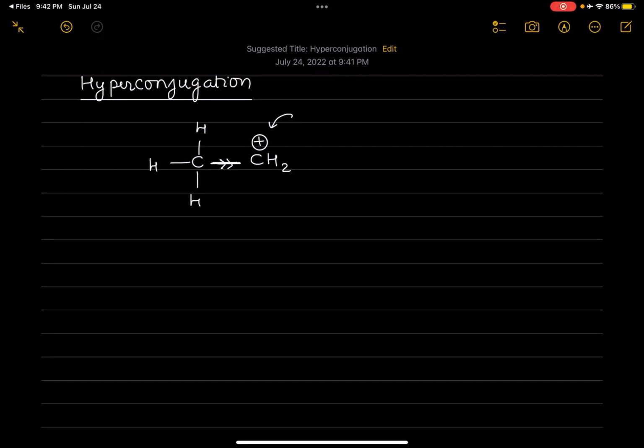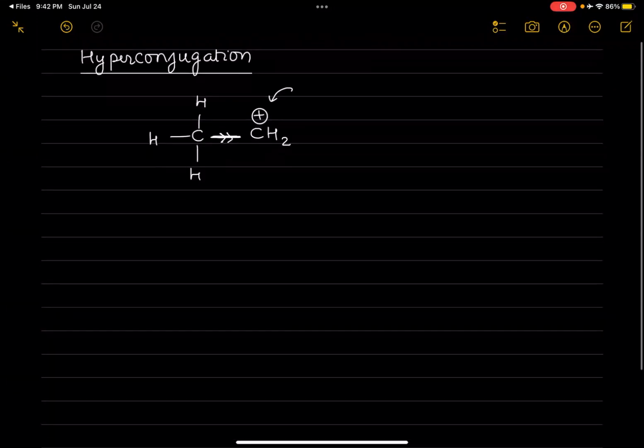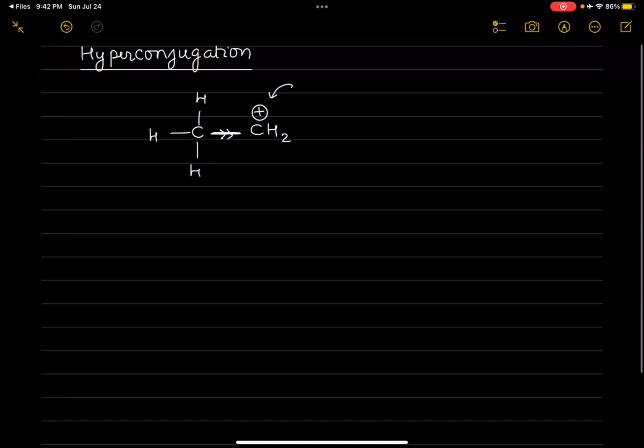And what is that way? Actually, you can see the 3 hydrogens. These hydrogens are known as alpha hydrogens. It is a hydrogen not of the carbocation itself, but the hydrogen of the carbon atom adjacent to the carbocation. I have given you a common life example.